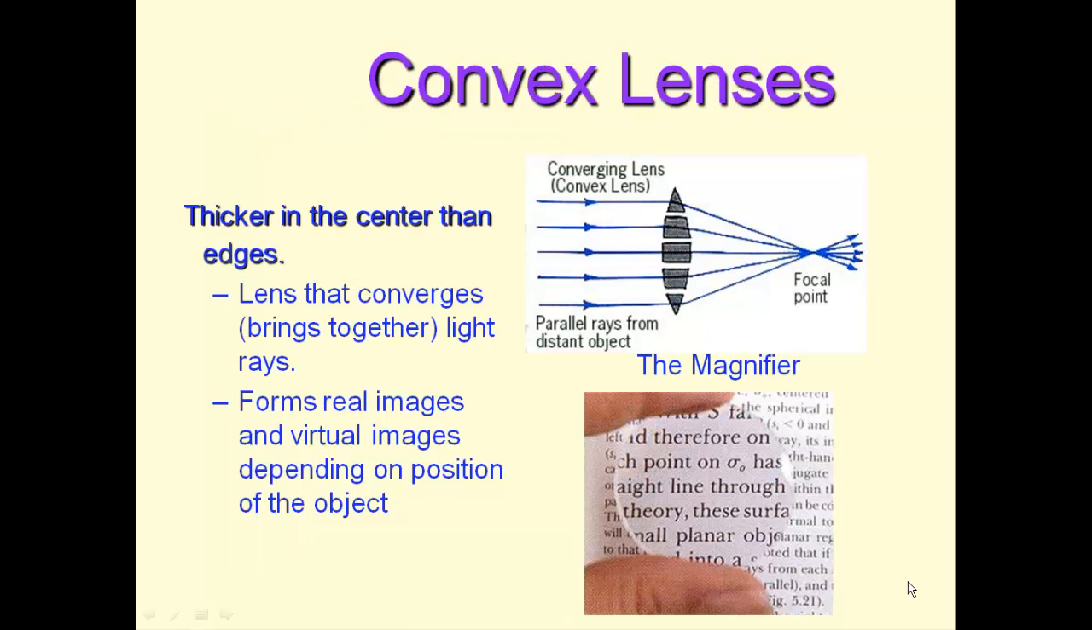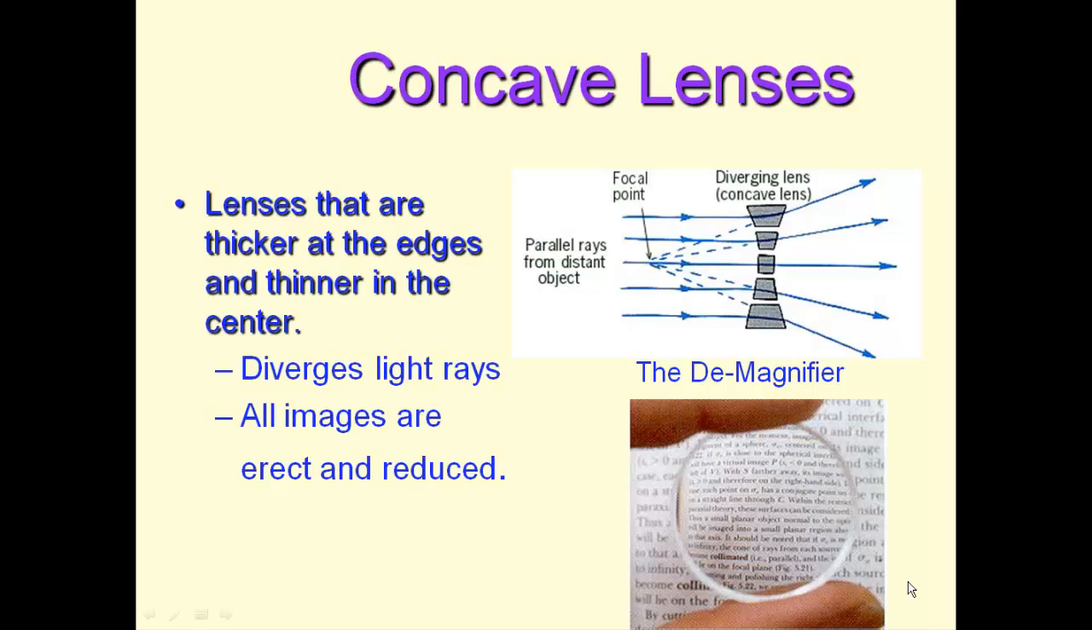Convex lenses are thicker in the center than they are on the ends, and they bend light inward. Those are called converging lenses because they bring light together. They form real images or virtual images depending on the position of the object. And here's some. You can see the magnifier. A concave lens has thicker edges and is thinner in the center. It causes the light to diverge, and all images are erect and reduced. So they're upright and reduced.